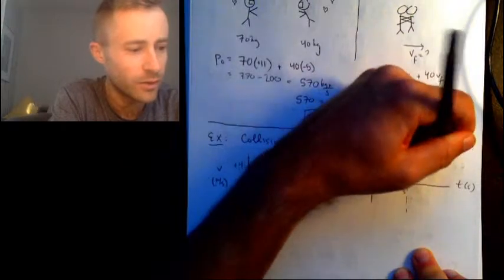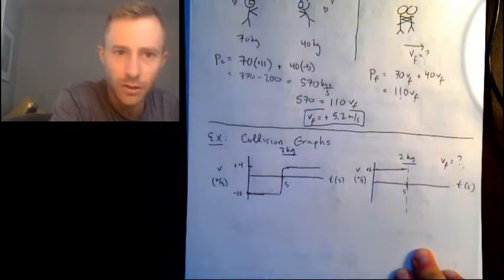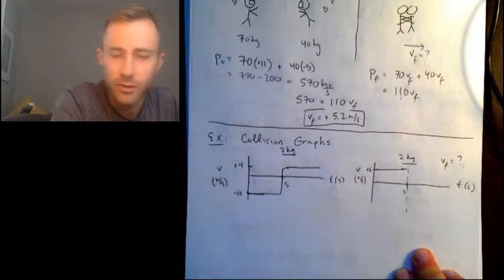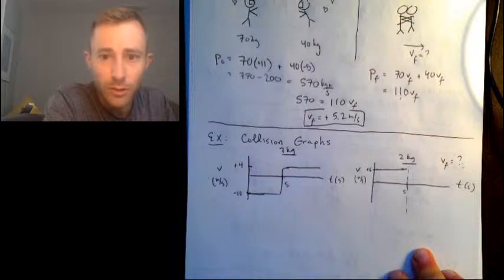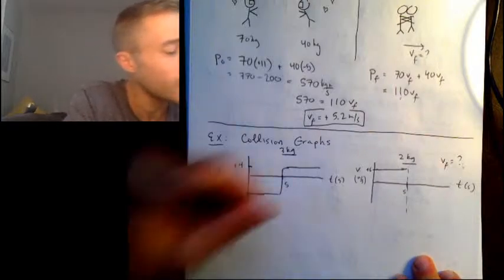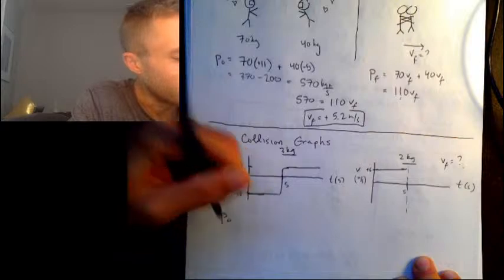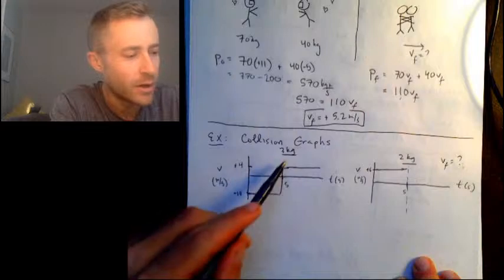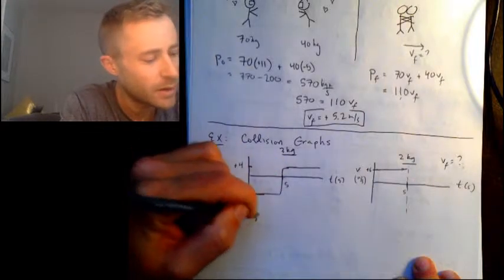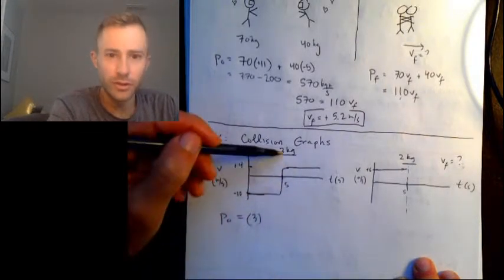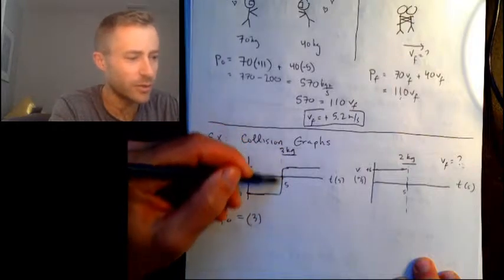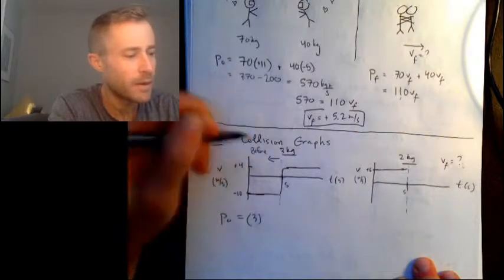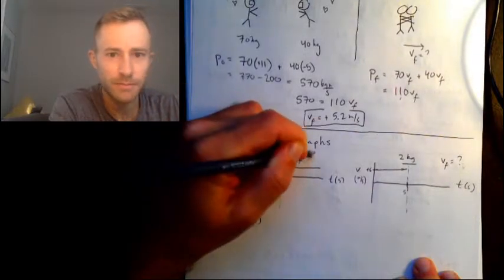And so the question is, what is the final velocity of this 2 kilogram object? We can use conservation of momentum. What is the total momentum before the collision? Well, I have a 3 kilogram object, and remember the collision occurs at 5 seconds. So basically anything to the left of 5 seconds is before, and anything to the right is after.